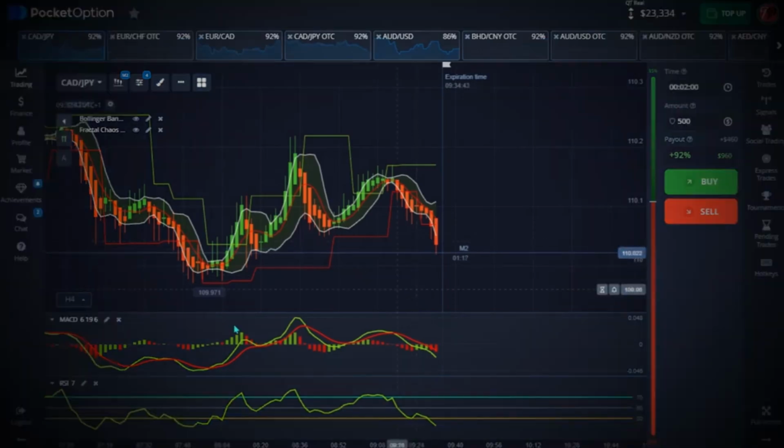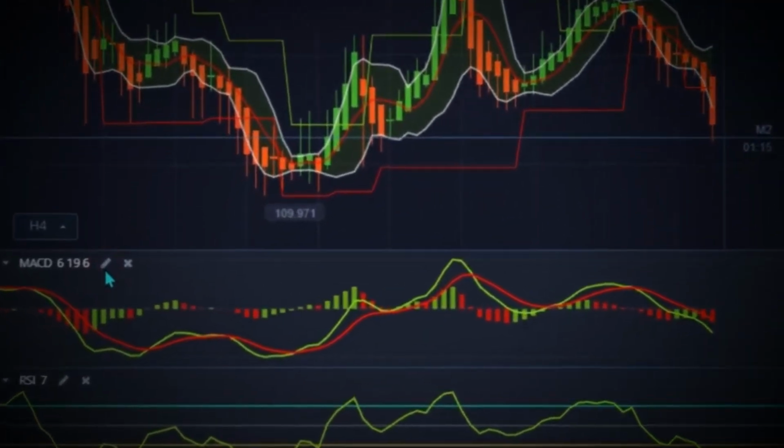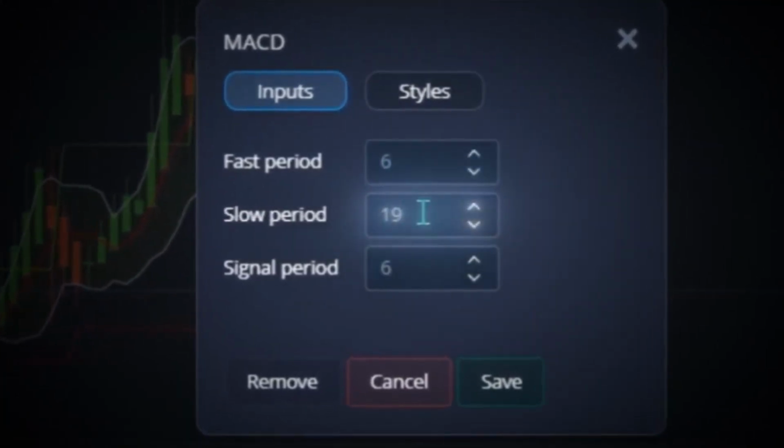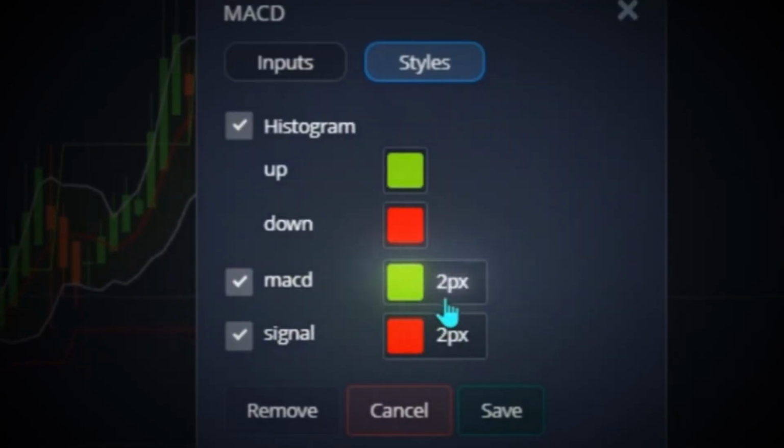So the third indicator I use is Stochastic with a period of 6. The fast period is 6. The slow period is 19. The signal period is 6. On the style tab here, I take my stochastic line to 2 pixels and signal line to 2 pixels. So that's pretty much all you have to do. So when you're done, you hit save.